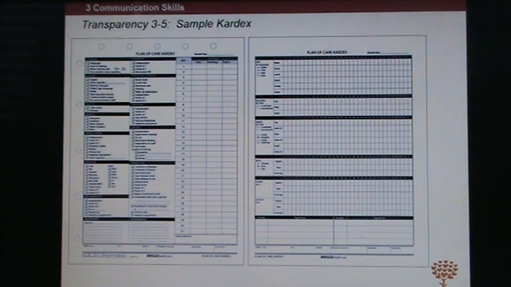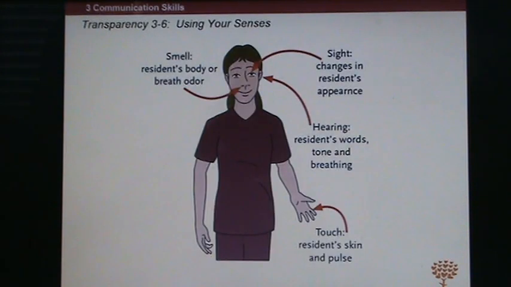A Kardex is a paper that tells you what to do for the resident. Every aspect of care will be on the Kardex for that particular resident, whether they need help to feed, what days they take a shower, and things like that. So you use your senses to communicate. You know, you smell, you see, you touch, you feel, and so on.